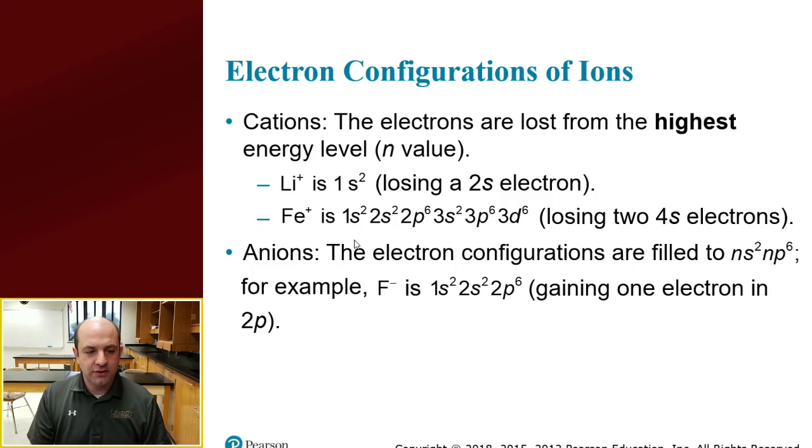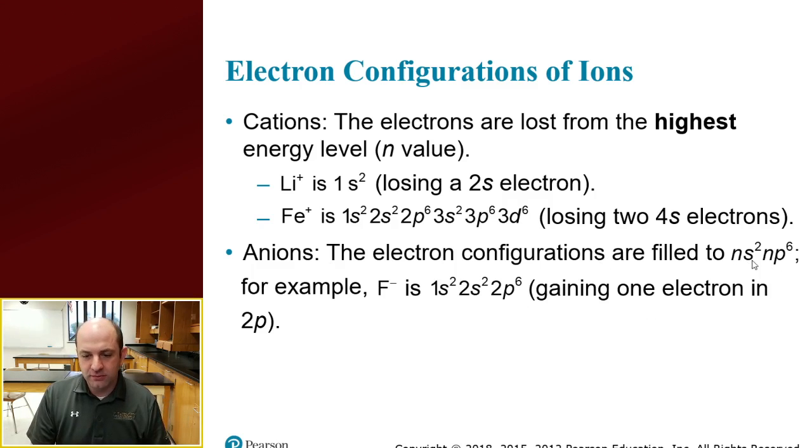So iron is 1s2, 2s2, 2p6, 3s2, 3p6, 4s2, 3d6. If we have a plus 2 iron, we remove the 4s electrons first. And that happens for all the transition metals: remove the s electrons first. For anions, we just fill them in to the next available spot.